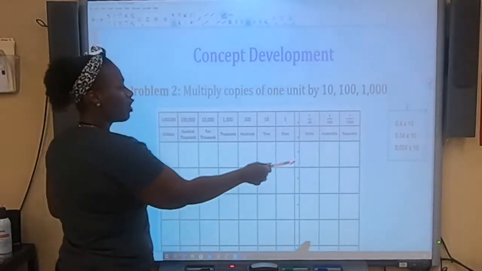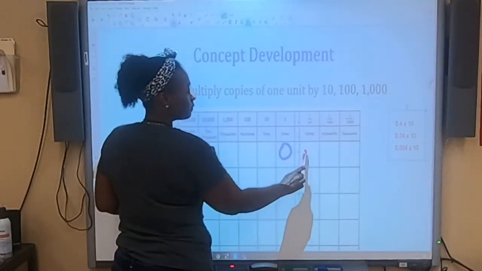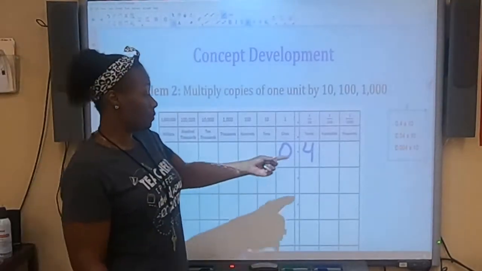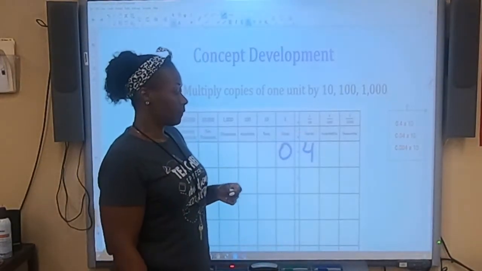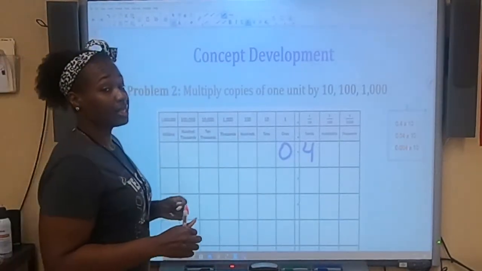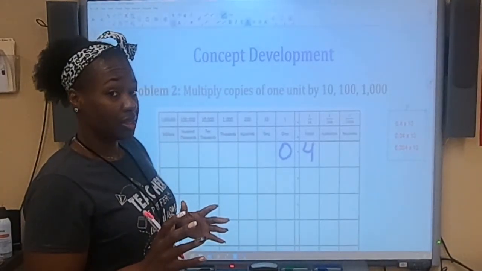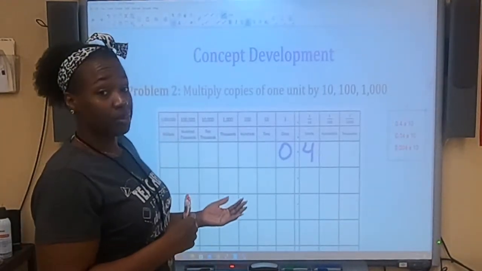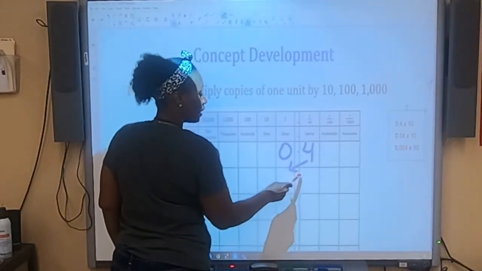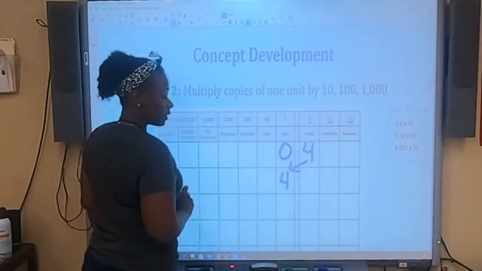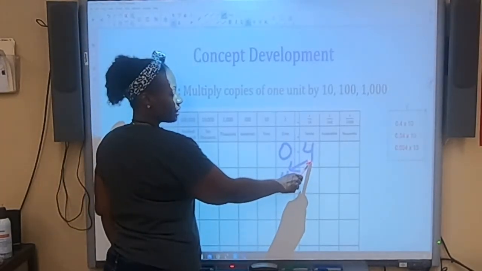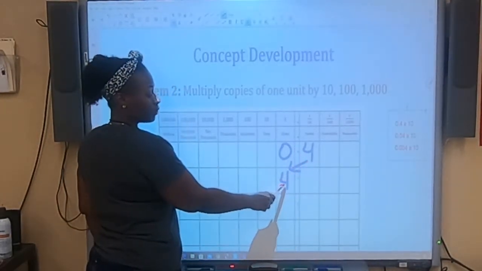So let's start with 4 tenths. Notice, to put 4 tenths on the place value chart, all I had to do was put my 4 in the tenths place. I'm going to multiply it by 10. Well, we just learned that division takes us right. So that tells us that multiplying takes us left. So now my 4 is going to shift to the left, and it's now in the ones place. So I know that 4 tenths times 10 equals 4 ones.